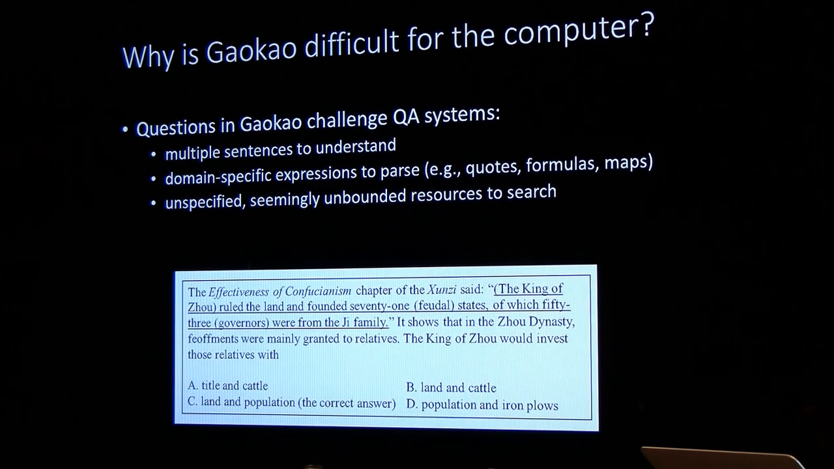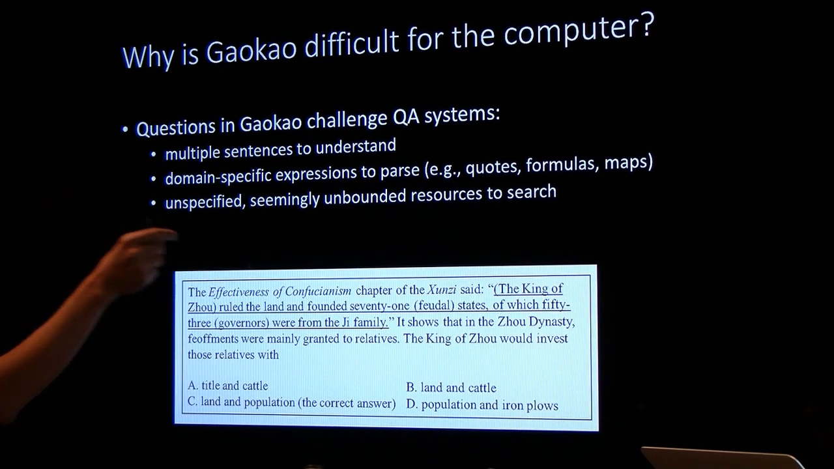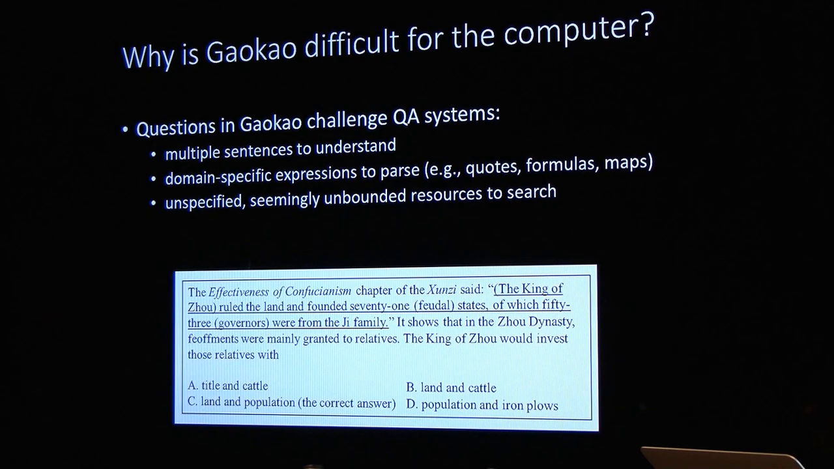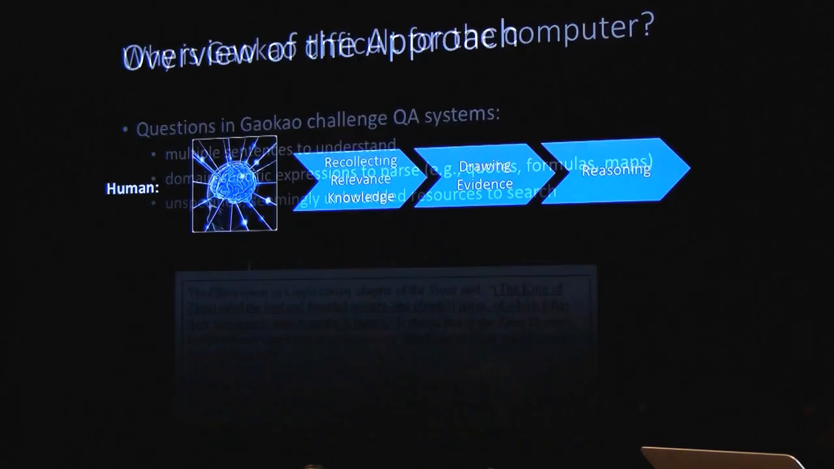Finally, in Gaokao, human students have a lot of common sense knowledge, right? But for the computer, we don't have that. We have some, but that's not sufficient for answering questions in Gaokao level exams. So the knowledge resources to search for an answer are unspecified and seemingly unbounded. Everything can be tested here. So those are the challenges.